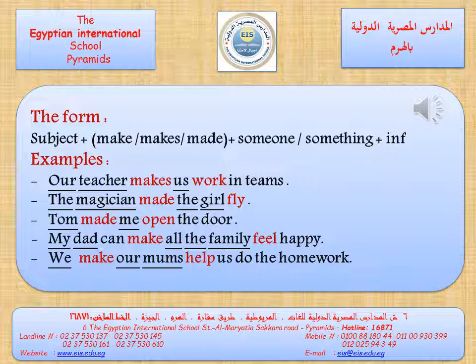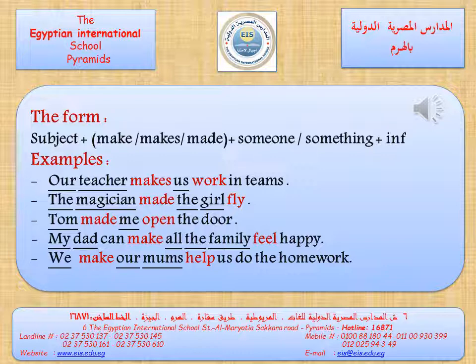Example number 2: the magician made the girl fly. Wow. Here we can see that the magician is the reason, and made is in the past, the girl is the object, and fly is the infinitive verb. This is the result of what happened.